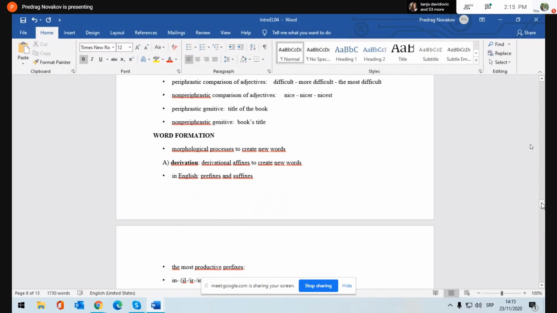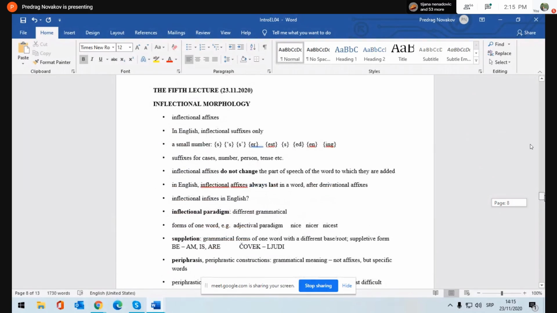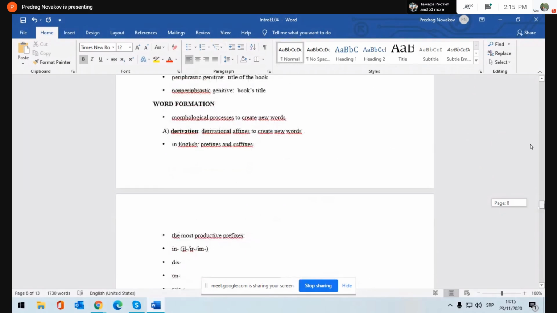So that's basically all about inflectional morphology. We don't have to say much about it in English. Why? Because we do not have too many inflectional suffixes. In Serbian, we have quite a lot of cases, tenses, and so on, but not in English. Okay? If you have any questions about this segment, or we can go to word formation.